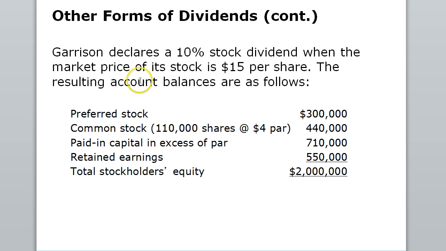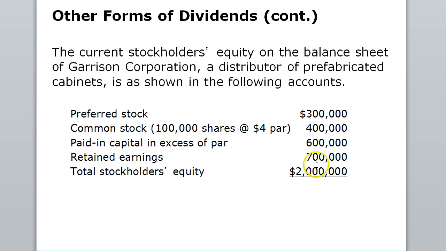Okay, so now they're going to declare a 10% stock dividend when the stock price is trading at $15 per share. The result is as follows. The preferred stock stays the same. The common stock now is 110,000 shares at $4 par, or $440,000 of common stock. Paid in excess of capital is 710, and retained earnings is 550. So what changed? We're still at $2 million.